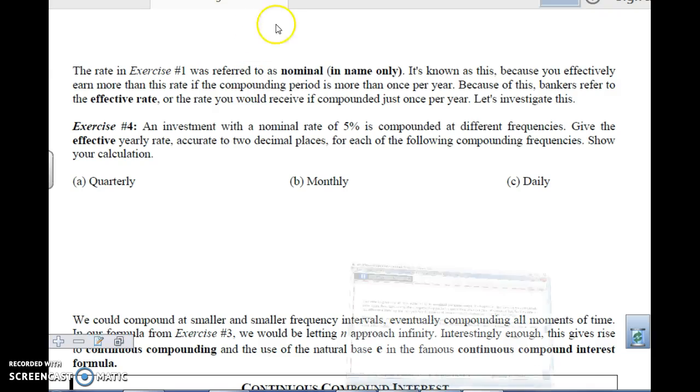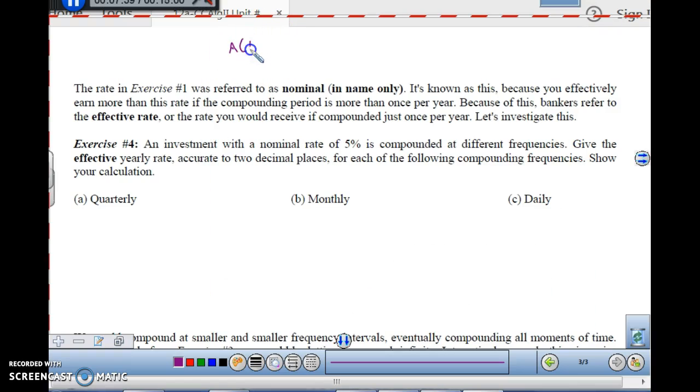All right, so just to remind us what the formula is: A of T is equal to P times (1 plus R divided by N) raised to the NT. The rate in exercise 1 was referred to as a nominal rate, in name only. It's known as this because you effectively earn more than this rate if the compounding period is more than once per year. Because of this, bankers refer to the effective rate, or the rate you would receive if compounded just once per year. So let's investigate this.